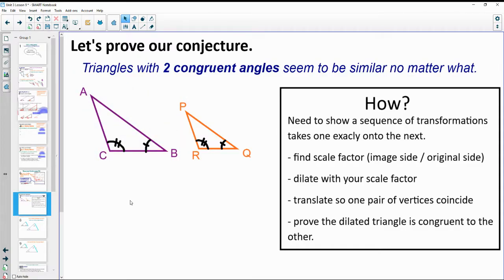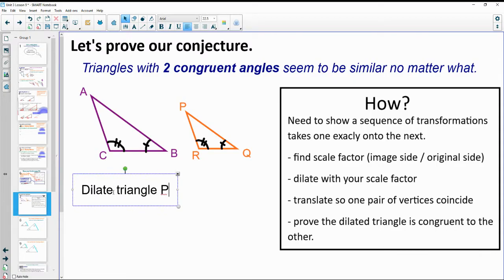All right. So I'm just going to follow the lineup here. So I'm going to say that we're going to dilate. And I'm going to dilate, like I said, starting with the orange one. Okay, so I'm going to dilate the orange one to the purple one. Okay, so dilate triangle PQR with Q as the center. It doesn't really matter which center you do here.